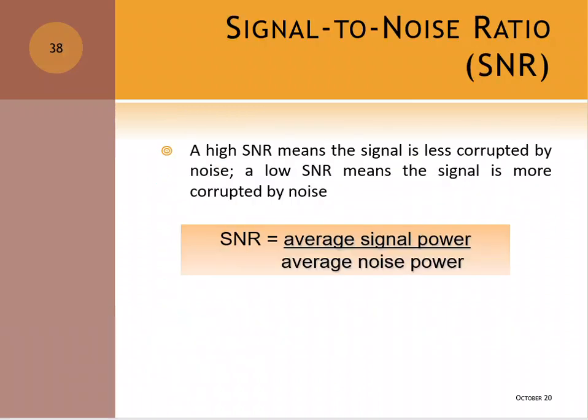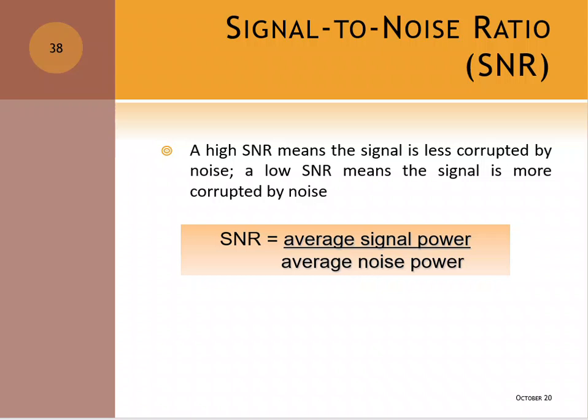Then we come to the calculation part: signal to noise ratio. What does SNR, signal noise ratio, mean? A high SNR means the signal is less corrupted by noise. A low SNR means the signal is more corrupted by noise.